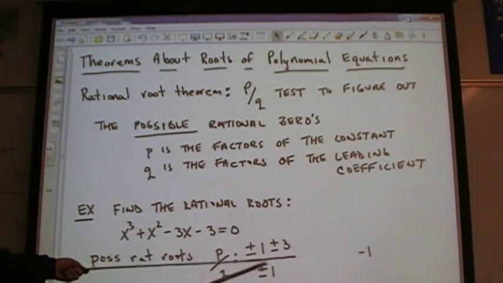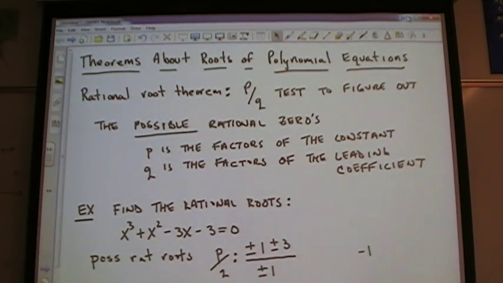Now that would be your answer if I told you just to list the possible rational roots or possible rational zeros. You would stop right there. Now if you want to list it out, break them each up, you could say your possible rational zeros are 1, -1, 3, and -3. Those are the only 4 possible rational roots.